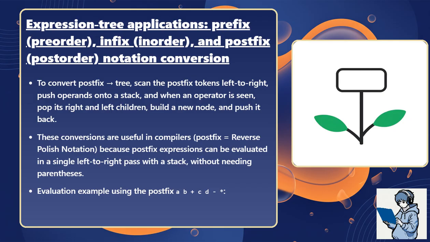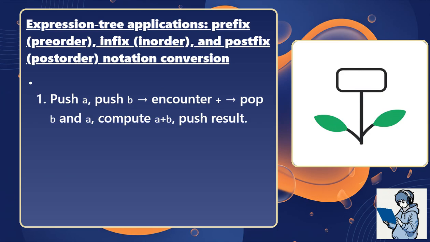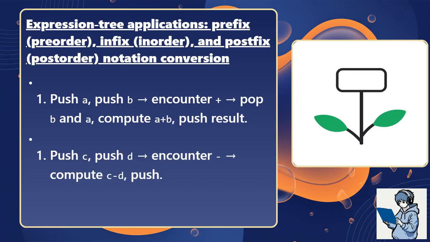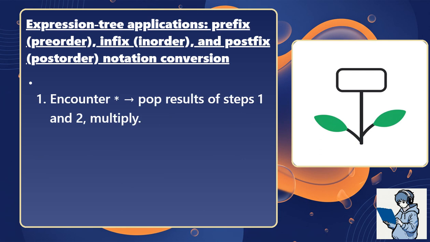Evaluation example using the postfix a b + c d − ×. Step 1: push a, push b, encounter plus, pop b and a, compute a plus b, push the result. Step 2: push c, push d, encounter minus, compute c minus d, push the result. Step 3: encounter times, pop the two previous results and multiply them. The final result is (a + b) × (c − d), which is open parenthesis a plus b close parenthesis times open parenthesis c minus d close parenthesis.